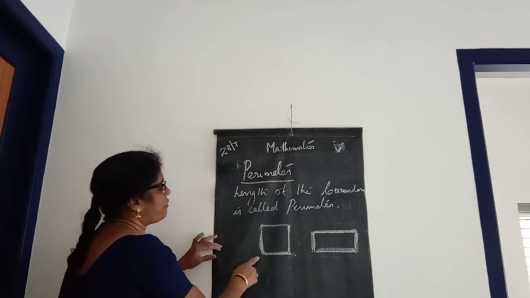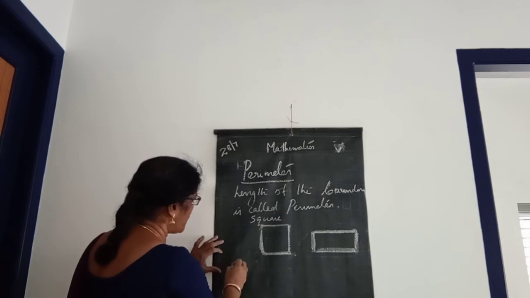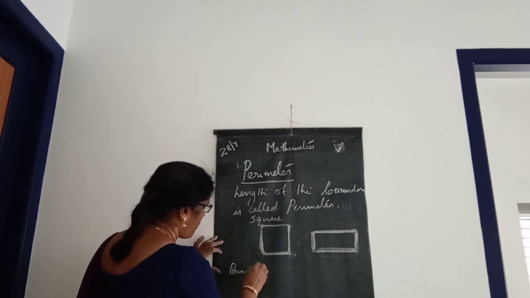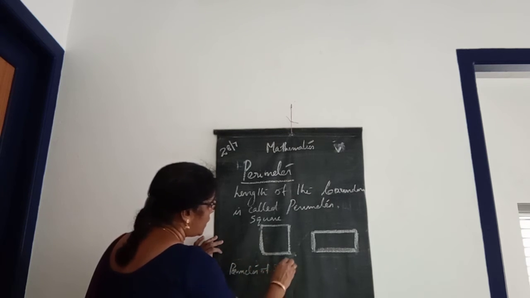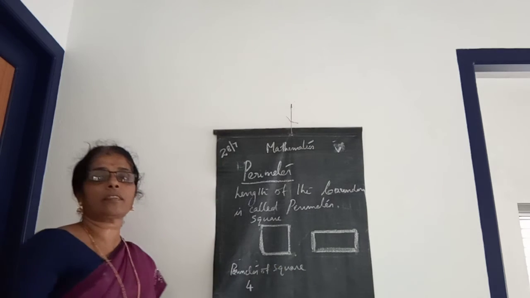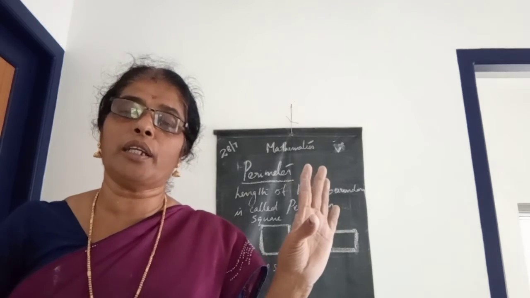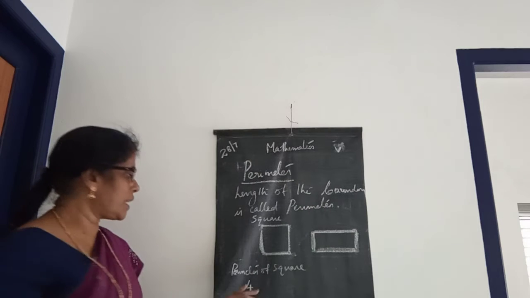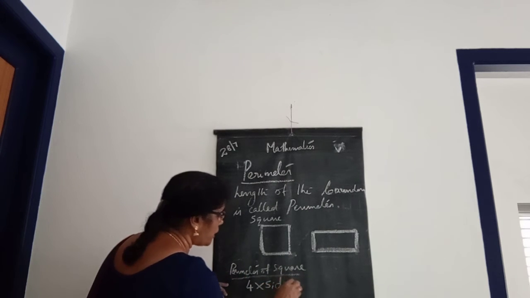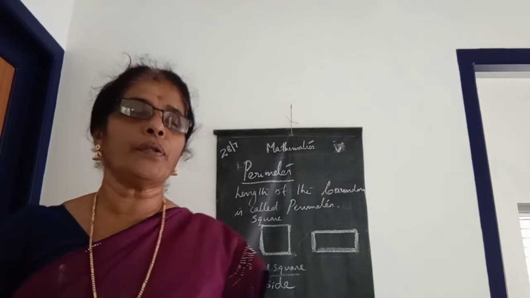Okay. Then look here. What is the perimeter of a square? This one is the square. Children, how many sides does a square have? 4 sides, and those 4 sides are equal, isn't it? So the perimeter of a square is equal to 4 into side.